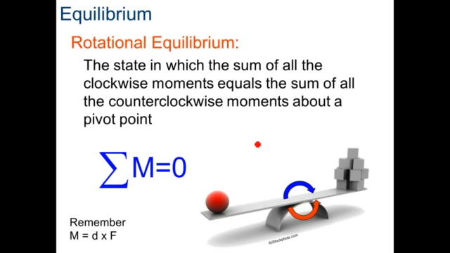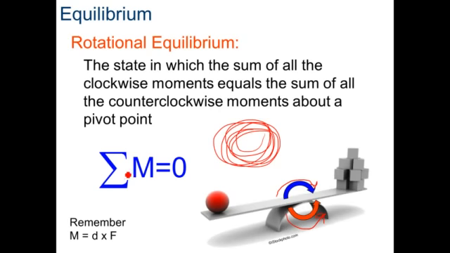Rotational equilibrium: keep in mind rotation means it's spinning. It rotates. So it is the state in which the sum of all the clockwise moments equals the sum of all the counterclockwise moments about a pivotal point. So in this case, all the motions with the blue arrow need to be equal to all the motions with the red arrow. So the sum of all the moments, big M stands for moment.